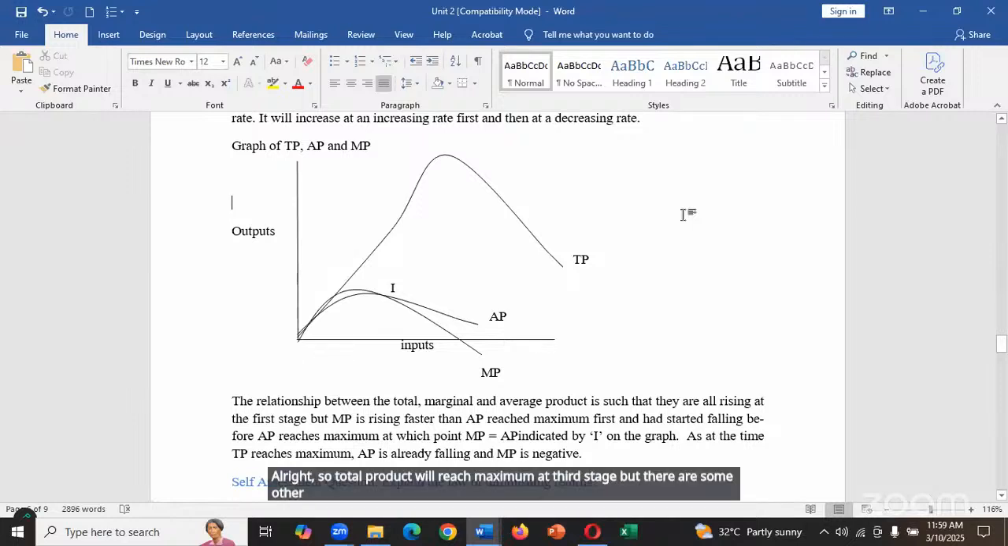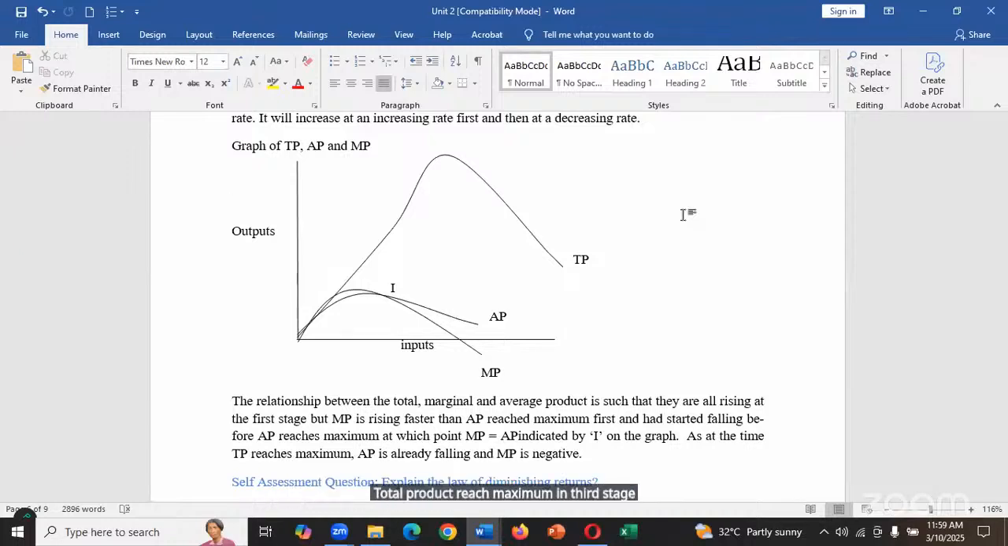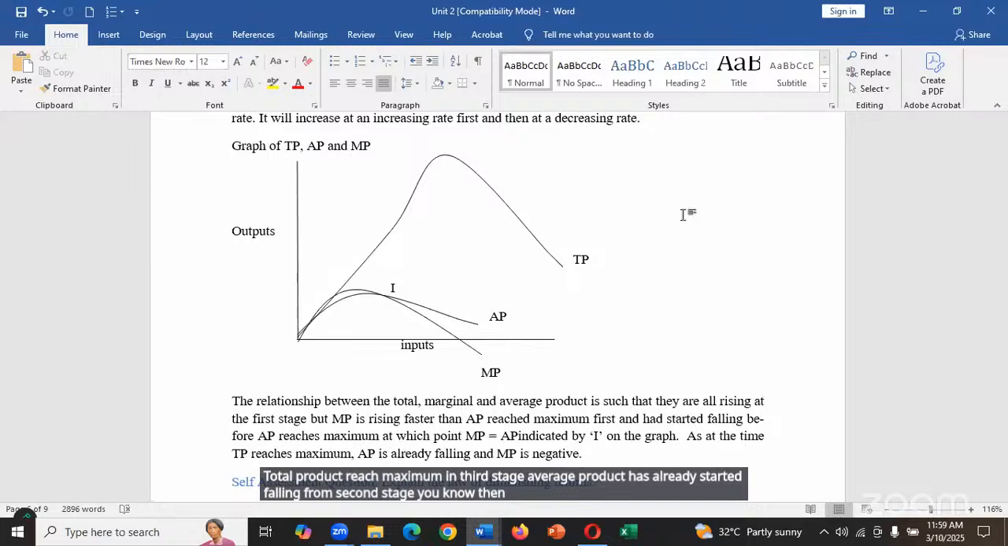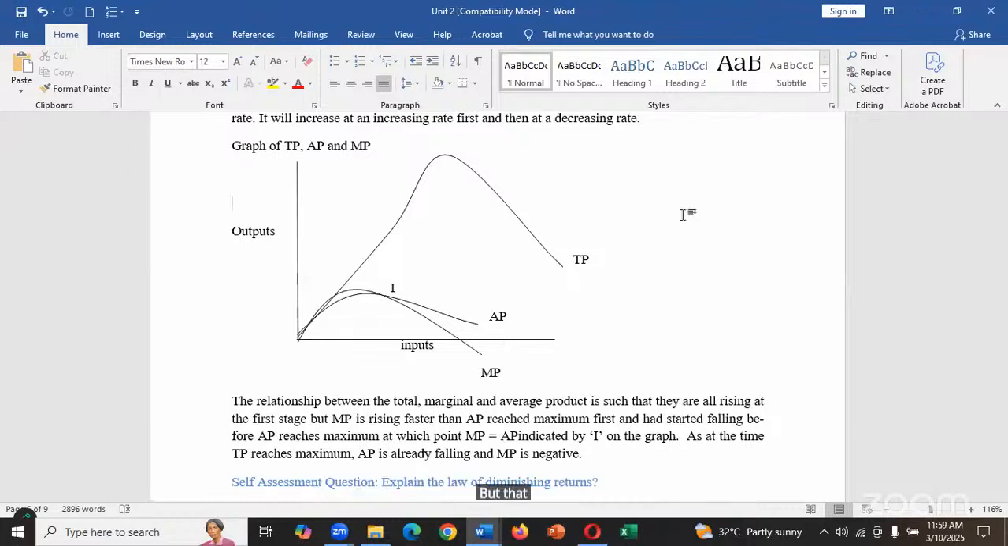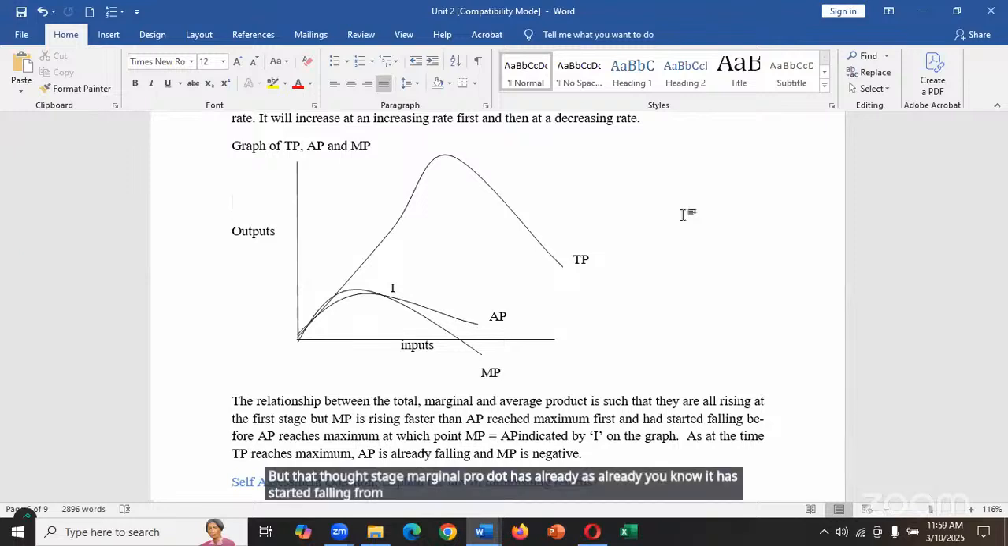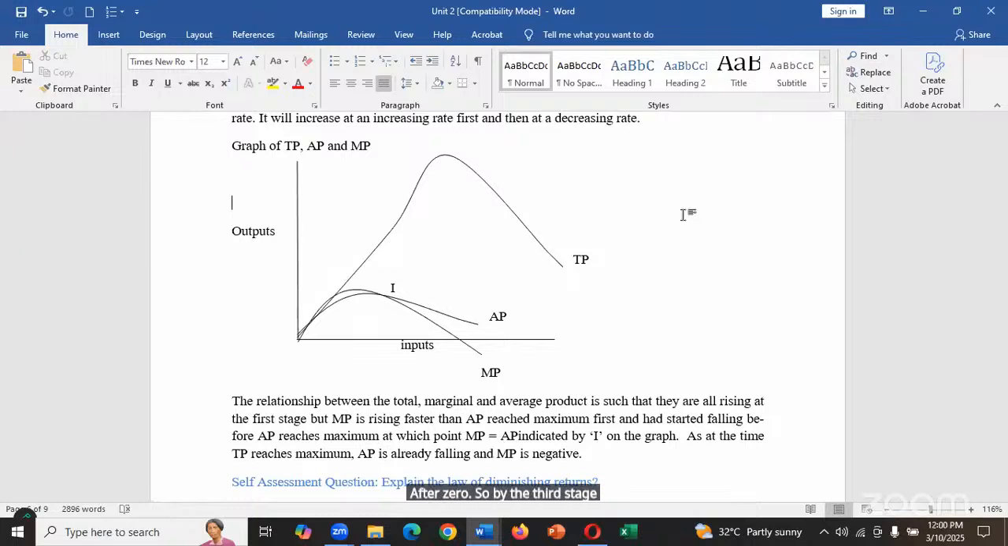All right, so total product will reach maximum at the third stage, but there are some other things that we want us to take note of in that third stage. Total product reaches maximum in the third stage. Average product has already started falling from the second stage, and at the third stage it is still falling. Marginal product has started falling from stage 1. So by the end of stage 2, marginal product would have reached 0, because whatever has been falling will definitely reach 0 and then tend towards negative after 0. So by the third stage, marginal product has turned negative.